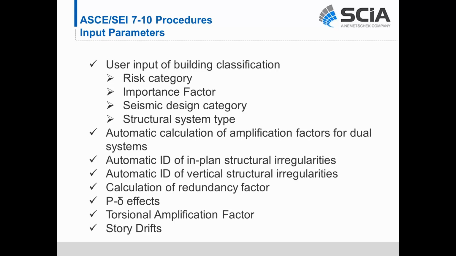We have the calculation of reduction factors for dual systems. We have automatic identification of in-plan or vertical structural irregularities. Obviously, all these can be overridden by the user. We have calculation of redundancy factor, P-delta effects checks, torsional amplification factors, story drifts, and so on.